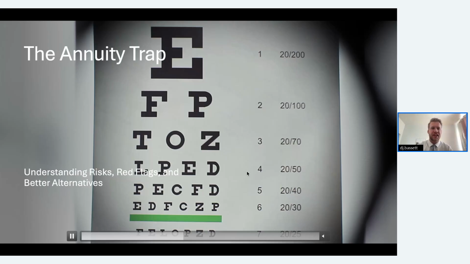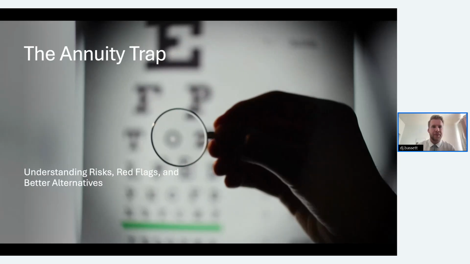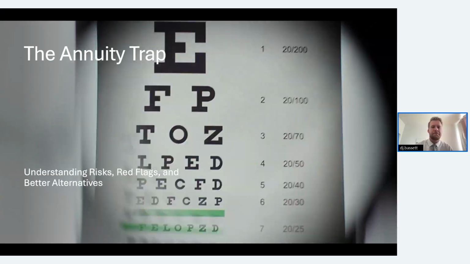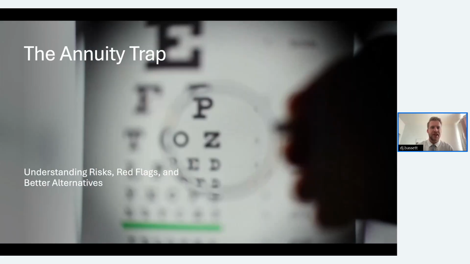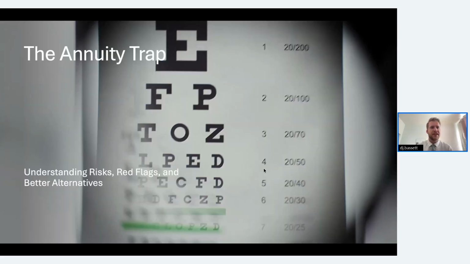But just as an intro of what we're talking about today, we're going to be going over the annuity. We call it the annuity trap. It was a topic that we did for one of our fall seminar series, and we've had a couple of conversations and just thought it'd be a good conversation for people to understand the risks, the red flags, and other options when it comes to annuities. There's a lot of unknown about them, and so wanting to put that out there.